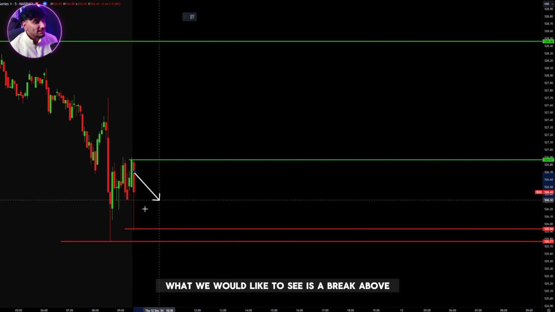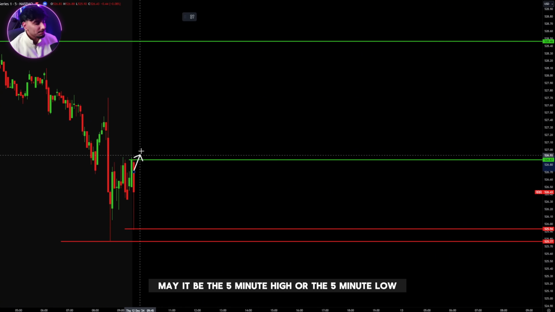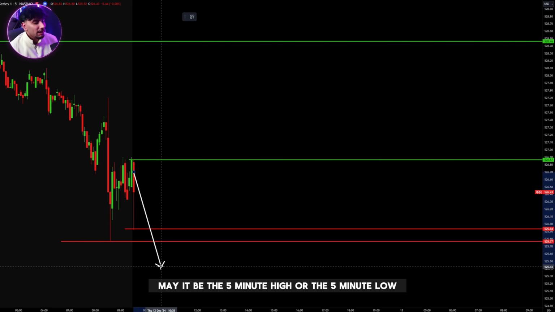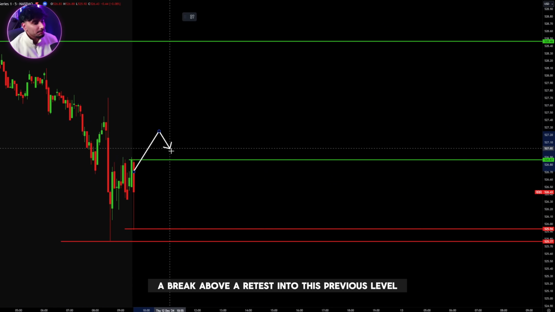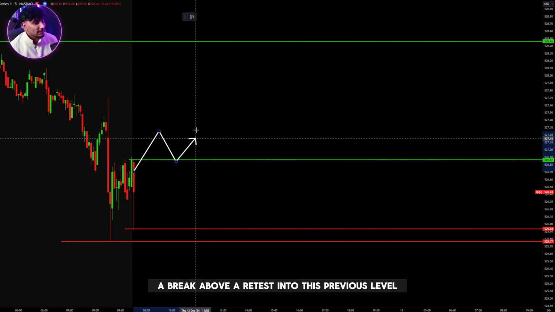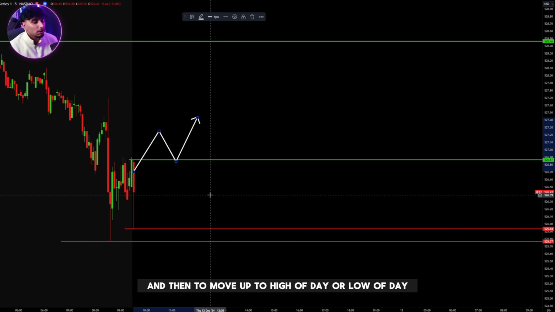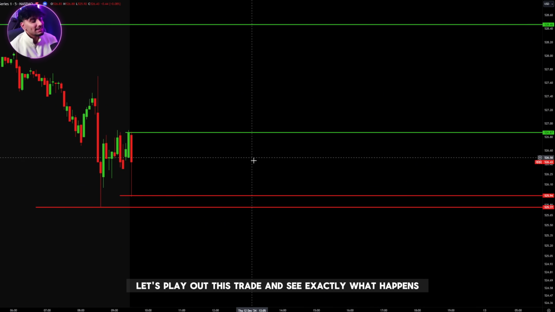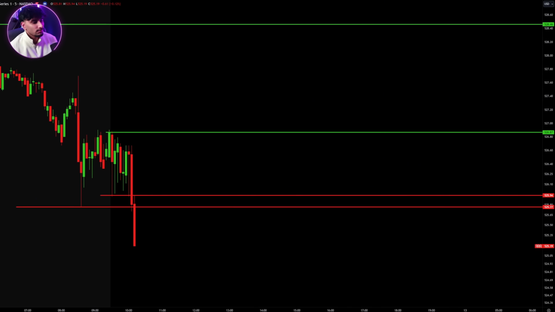However, what we would like to see is a break above any of these levels. May it be the 5-minute high or the 5-minute low or pre-market low, a break above, a retest into this previous level, and then to move up to high of day or low of day. So let's play out this trade and see exactly what happens.